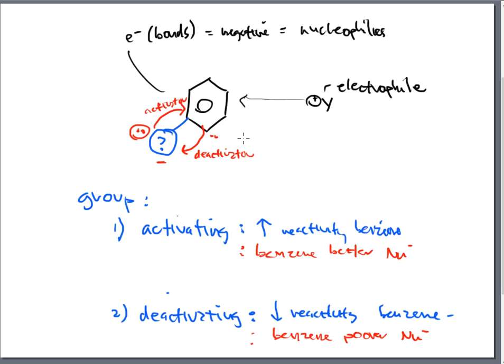Because of that, those electrons are getting sucked out of the ring. Because they're getting sucked out of the ring, the delocalization starts to plummet. It's not really a good nucleophile anymore. Because the definition of a nucleophile is it's negative. And that group is pulling those negatives out of the ring, which deactivates the ring. So these are the two classifications that we need to talk about. Okay, now let's look at this in a little bit more detail.